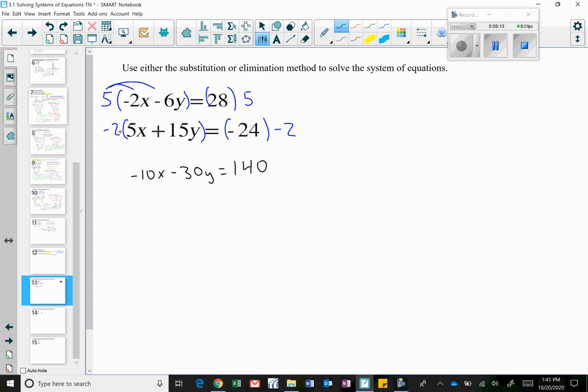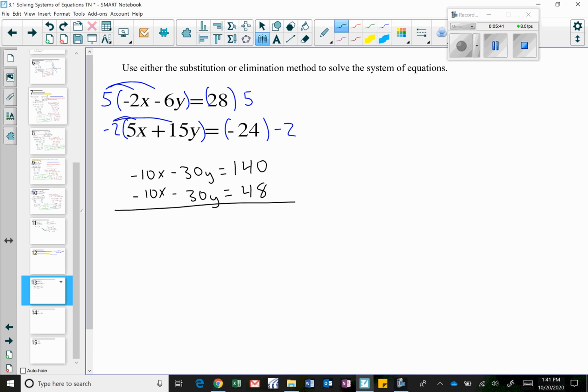On the bottom equation, I'll distribute that negative 2 through. So negative 2 times 5x is going to get me a negative 10x. Negative 2 times 15y is going to get me a minus 30y. And then negative 24 times negative 2 is going to get me a positive 48. Okay, so now I see that my x terms match up.